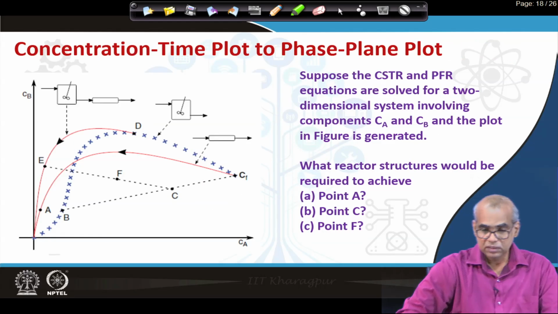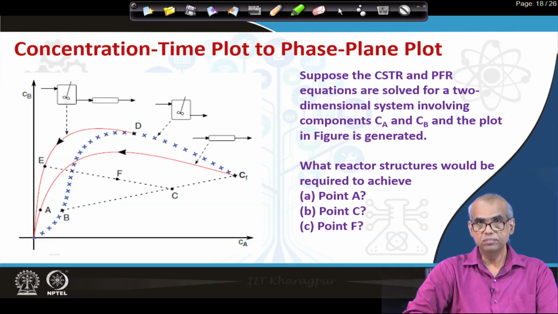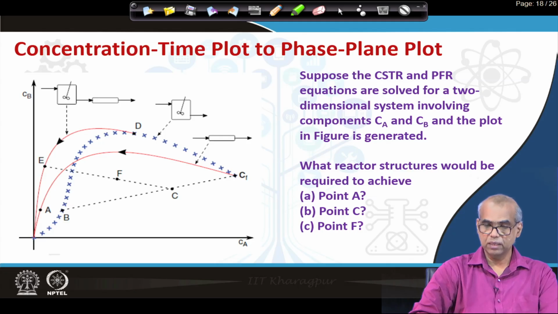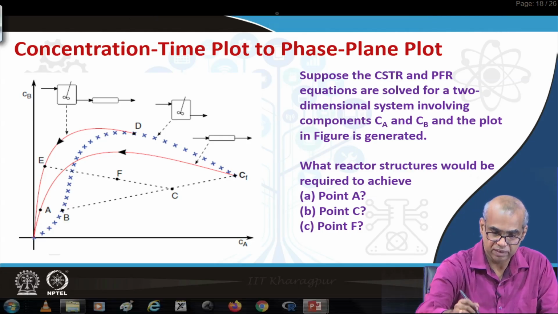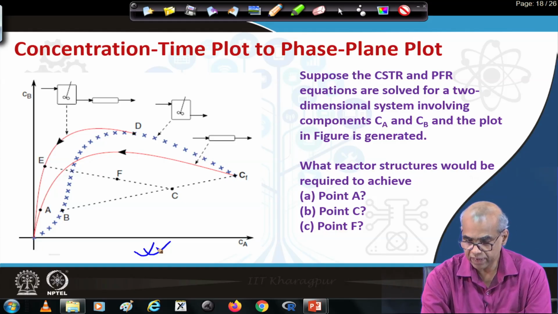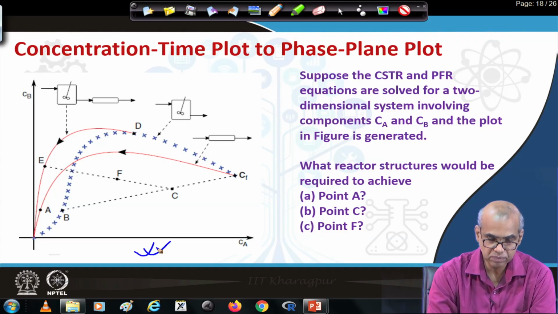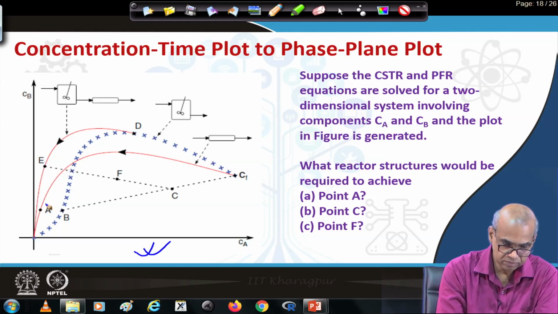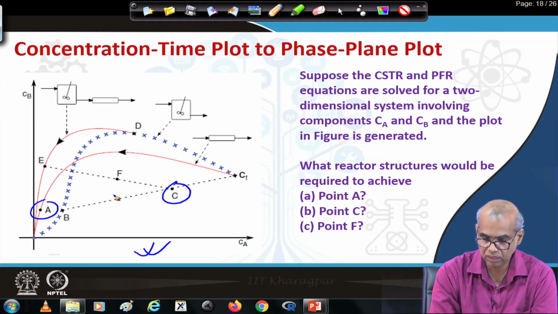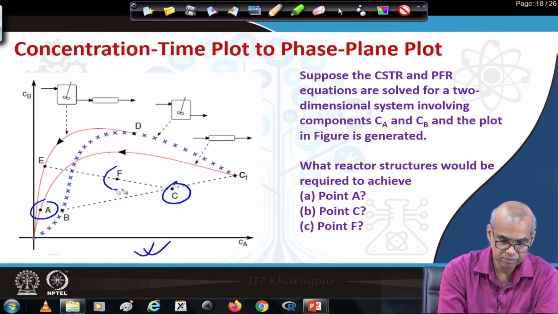Now, let us ask one question. Suppose the CSTR and PFR equations are solved for a two-dimensional system involving components A and B, and the plot in the figure is generated. So, this is the figure we have generated. Now, what reactor structure would be required to achieve point A, point C and point F?